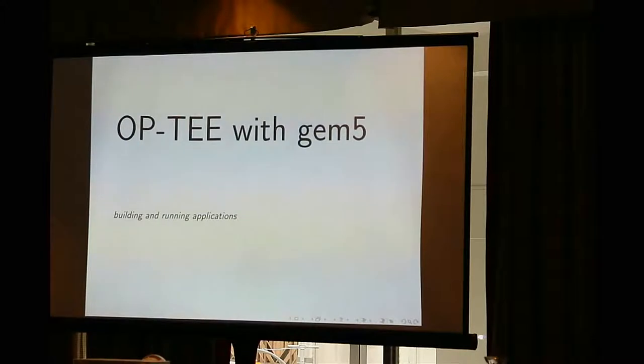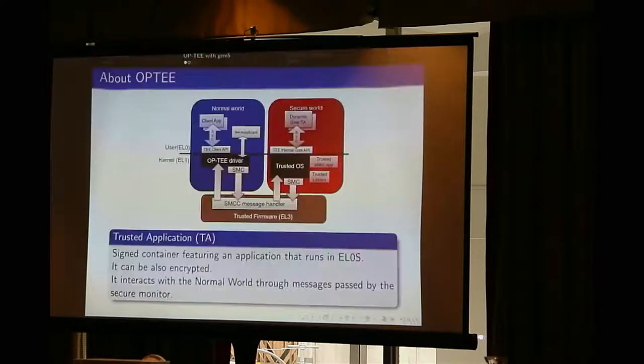So how can we use OP-TEE with gem5, and how do we build applications? OP-TEE uses the exception levels this way: setting up a normal OS in the normal world, and having a specific driver that allows client apps running in Linux to interact with OP-TEE. It can run trusted applications, which are featured in containers and can also be encrypted, that run in EL0 and communicate through message passing through EL3 using what is called the secure monitor call, which is the same as the service call but for the secure monitor.